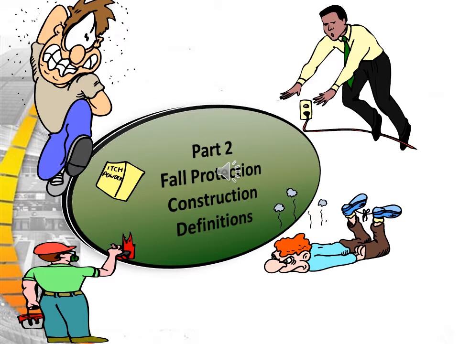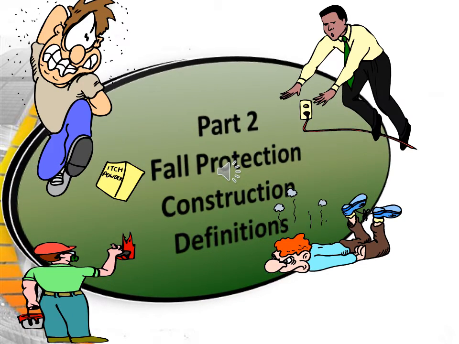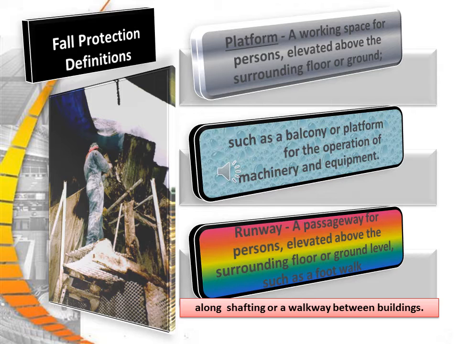Part 2. Fall Protection Construction Definitions. A platform is defined as a working surface for persons elevated above the surrounding floor or ground, such as a balcony or platform for the operation of machinery and equipment.